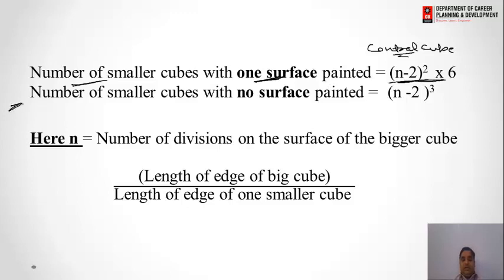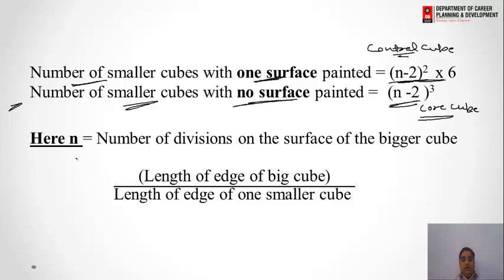And the last but not the least, a very important one, is the smaller cube with no surface painted, that is n minus 2 cube. This cube is considered as the core cube. The core cube is considered as the no surface painted cube in this question.